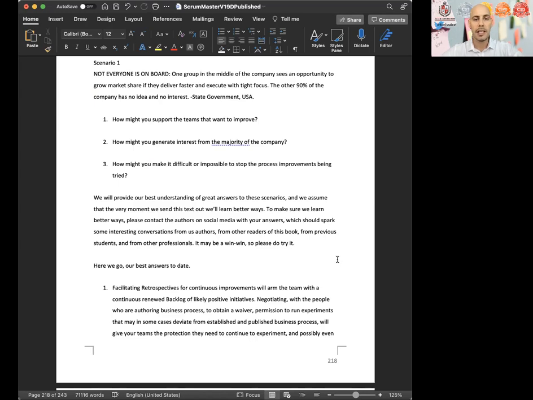Question 1, how might you support the teams that want to improve? Question 2, how might you generate interest from the majority of the company? Question 3, how might you make it difficult or impossible to stop the process improvements being tried? So for the people who aren't interested, how would you make it difficult or impossible for them to stop the interested group from succeeding? We will provide our best understanding of great answers to these scenarios, and we assume that the very moment we send this text out, we'll learn better ways.